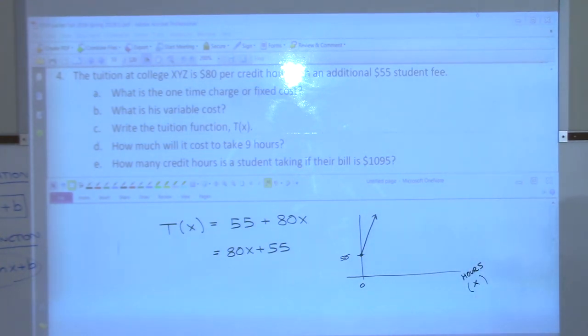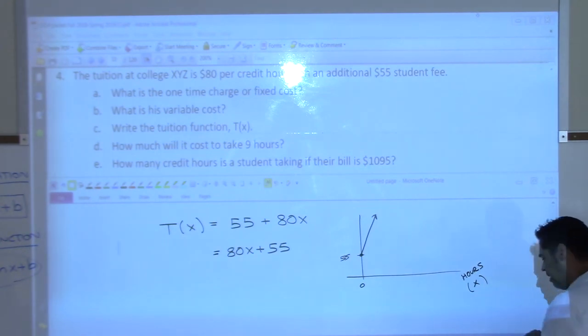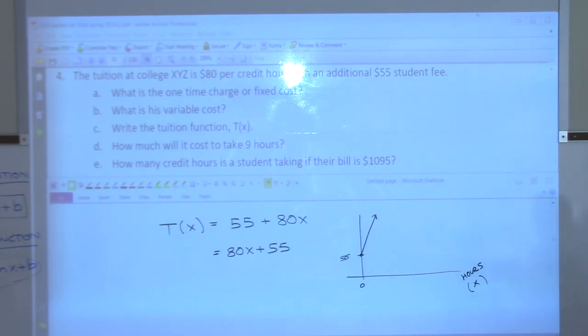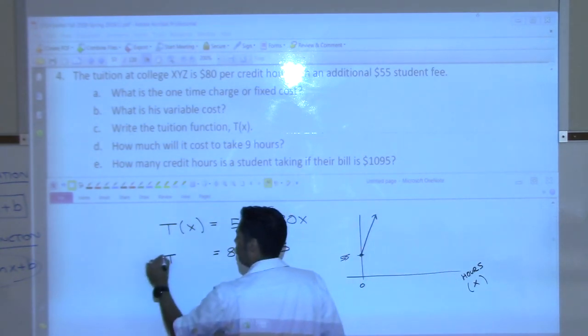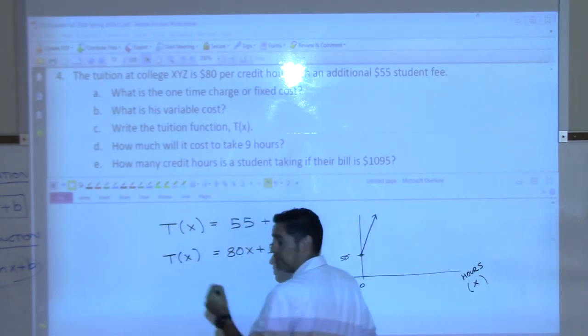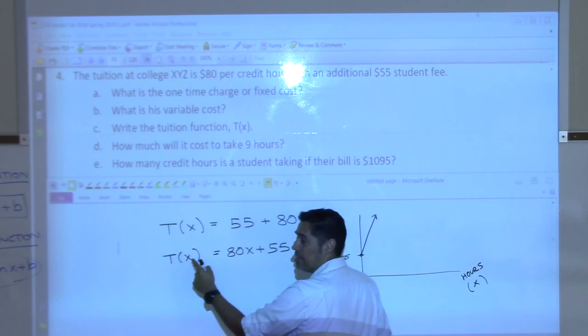All right. I did mix these up. Gia, you came back up. I mixed them. So Gia, you have part D. So how much will it cost to take 9 hours? What are they asking you to do with this function? You plug the x into 9. Yes, so you're replacing x with 9 because x is the number of hours.